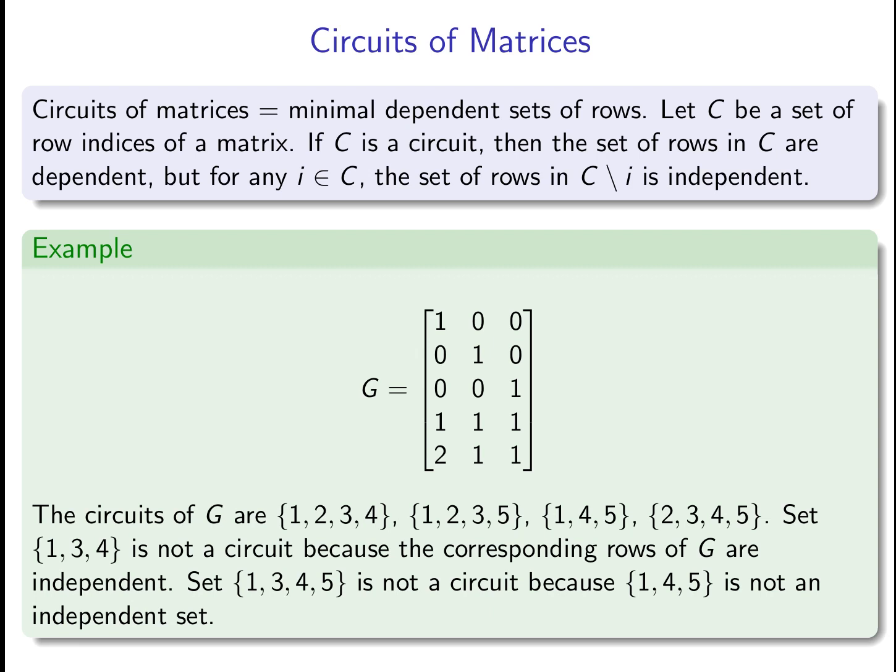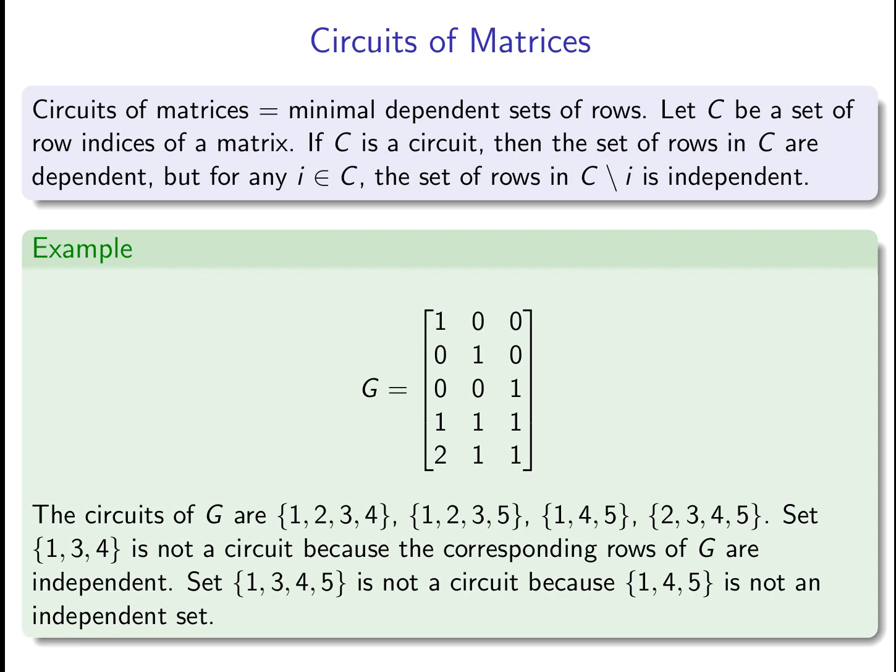Now the circuits of G are 1, 2, 3, 4. Why? If you see 1, 2, 3, 4, the vectors are dependent over the finite field, and here we are considering F3 as the finite field. But if you remove any of these elements, the subset is independent. For example, if you remove 1, 2, 3 and 4 are independent, and so on. If you remove 2, 1, 3, 4 are independent. If you remove 3, 1, 2, 4 are independent. If you remove 4, 1, 2, 3 are independent.